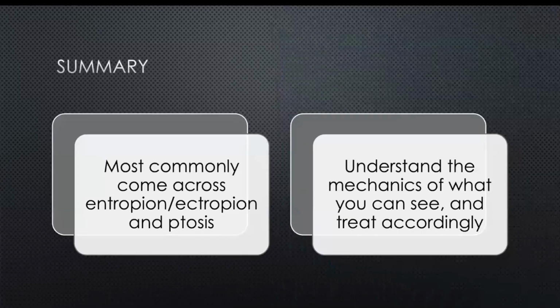So in summary, you're most commonly going to come across entropions, ectropions, and ptosis. And again, those are usually going to be involutional. But what's important with ocular plastics, especially with the lids, is really understanding the mechanics of what's going on in front of you. Because the mechanics are going to impact what you can see. So sometimes patients are referred to you as ptosis when actually it's blepharospasm. Let's say you come in with a left ptosis and their left upper lid is lower than their right.